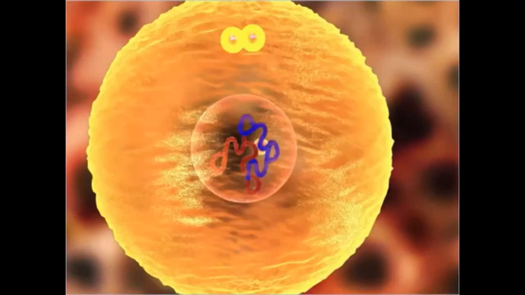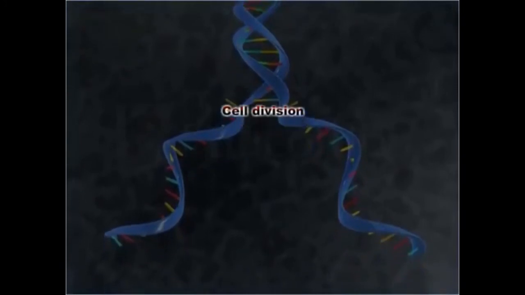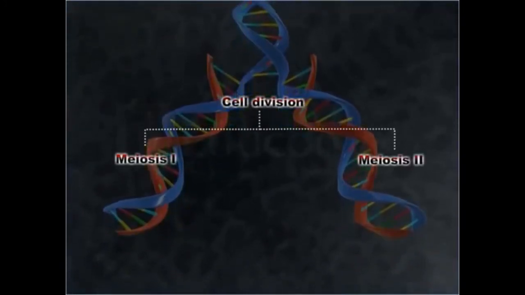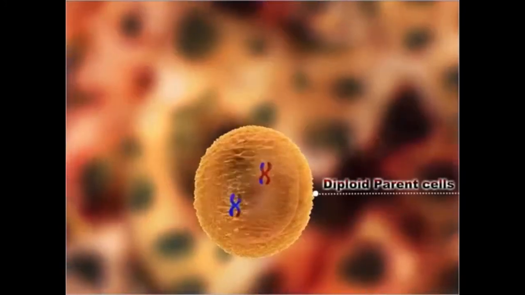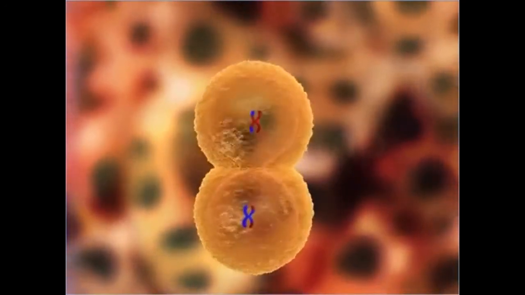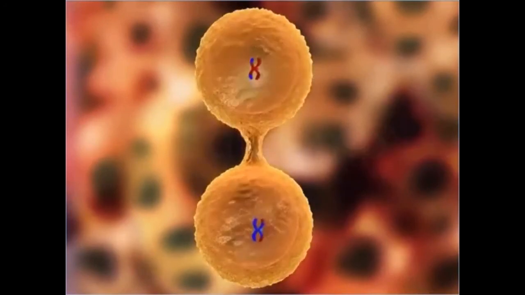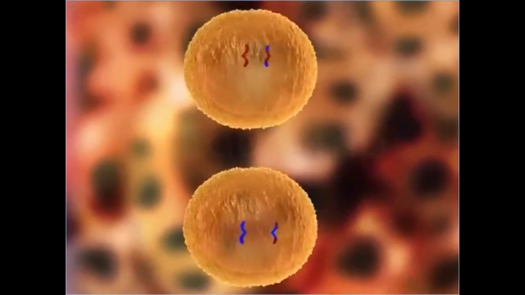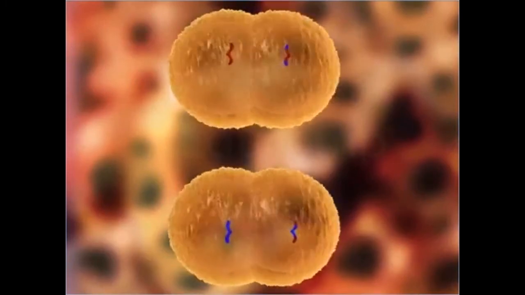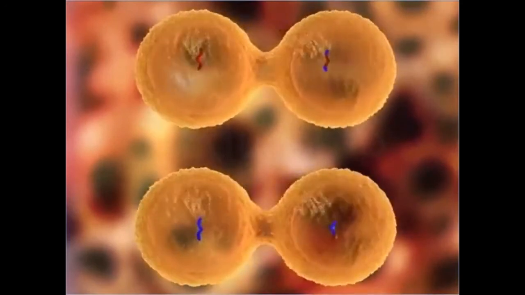Meiosis involves a single round of DNA replication followed by 2 cell divisions, meiosis I and meiosis II. The entire process of meiosis results in the formation of 4 haploid daughter cells with half the chromosome number as that present in the diploid parent cell. However, after fertilization occurs, the chromosome number gets restored.